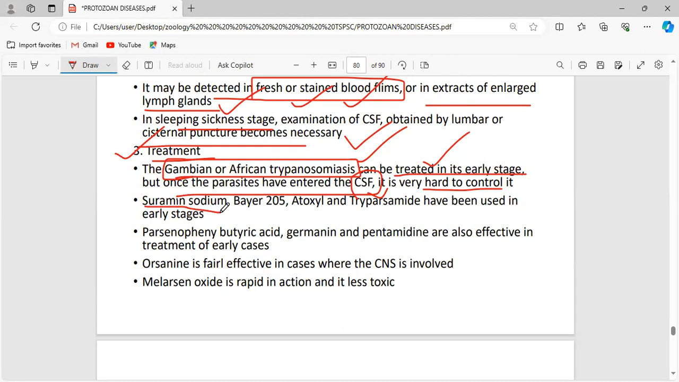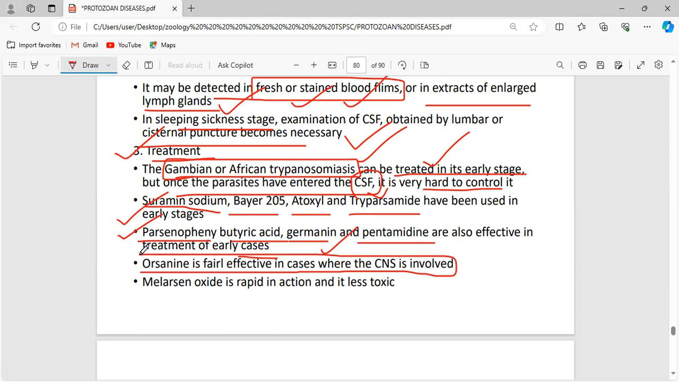Now, Suramin sodium, Bayer 205, Etoxyl, Triparsamide are the drugs that have been used in the early stages to act against this parasite. Arsino phenylbutyric acid, Germanin, Pentamidine are also drugs that have been used at the initial stage to cure the disease. Arsenine is fairly effective in cases where the CNS is involved. In the advanced stage, this drug becomes active. Melarsen oxide is rapid in action and it is less toxic.